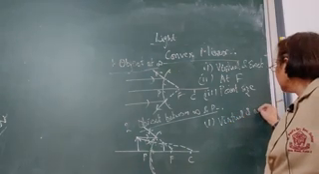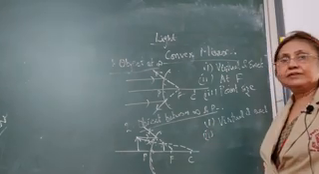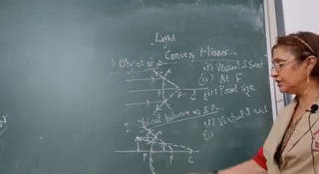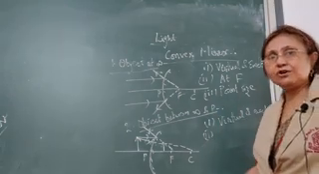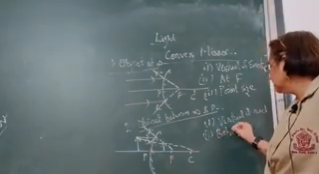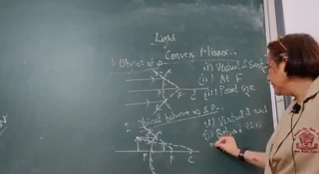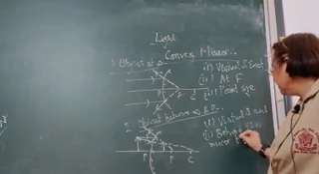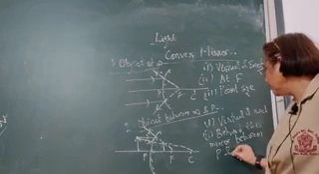Now the second point is the position of the image. Where is it formed? Behind the mirror. Virtual images are always formed behind the mirror. So it is formed behind the mirror, between pole and focus.